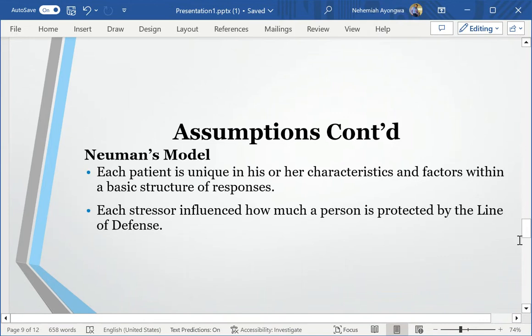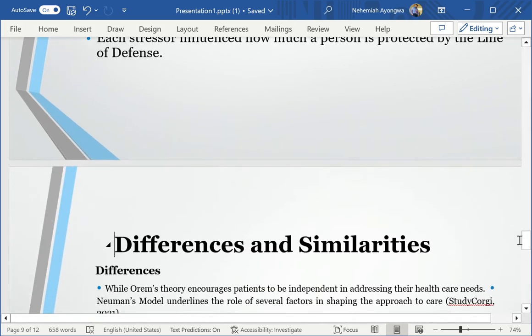Furthermore, Neuman's model says each patient is unique in his or her characteristics and factors within a basic structure of responses. Each stressor influences how much a person is protected by the line of defense.